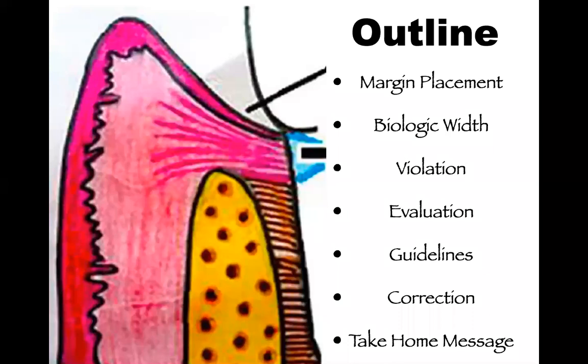Next is what if you violate this biological width? What's going to happen if you do violate? Okay. The third is how do you evaluate it, right? If you want to correct it, you have to first evaluate it and then plan your treatment, right? Then what are the guidelines that you're supposed to follow before you're thinking of providing a crown to the patient? The last one is correction, and the last one, of course, is the take home message.